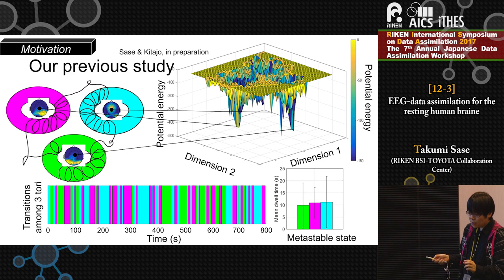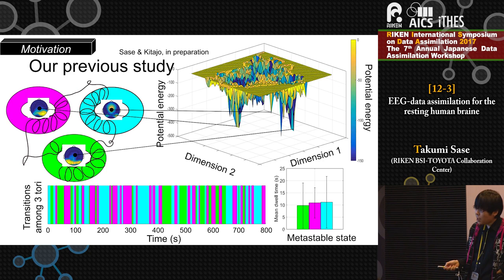So we would like to reveal this mechanism. We use a mathematical model and a data simulation technique. However, for EEG dynamics, the corresponding model is not known. So that is a big problem for the data simulation technique.